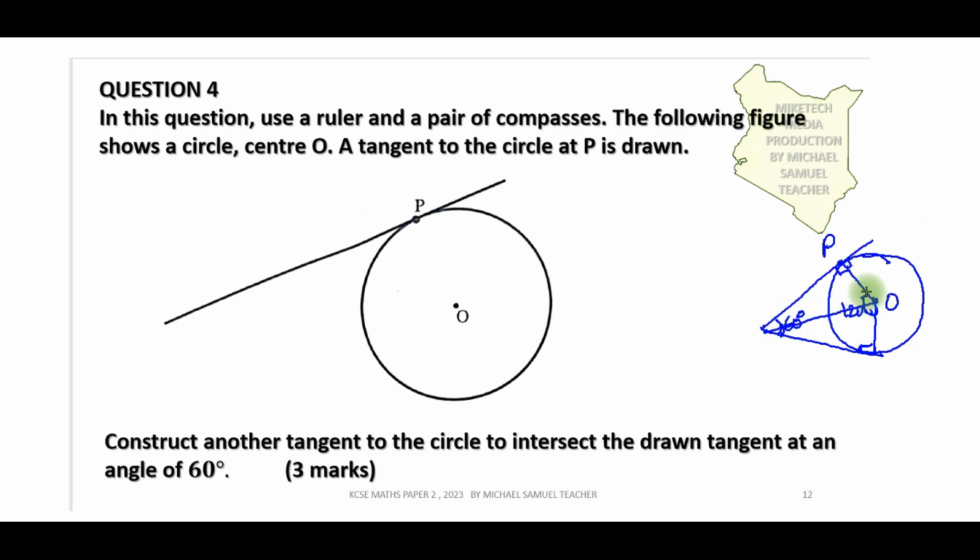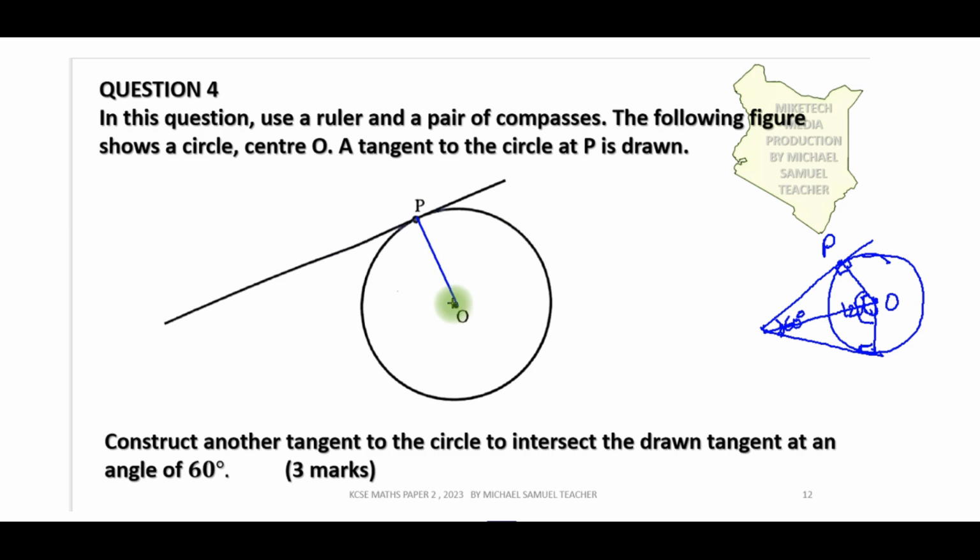Therefore, we will be required to construct an angle of 60 degrees and another angle of 60 degrees, such that it will be 120. Then we join this radius. From that particular point, we draw the tangent to touch that particular circle. So we can begin. The first thing I'm going to do is draw the radius. From P, I join P to O. So I have that is the radius.